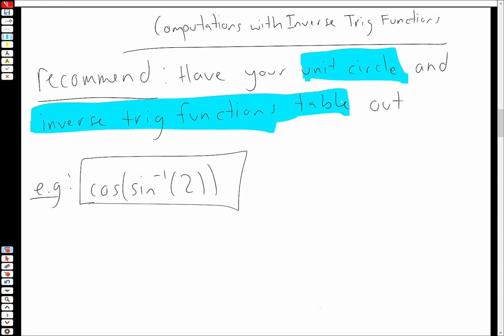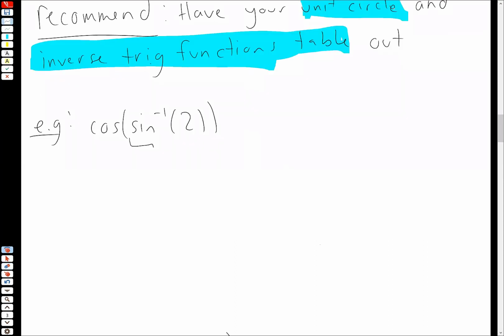Okay. So like we saw in the composition video, whenever you're dealing with a composition like we have here in our first example, always start inside out. So we're going to start with this, sine inverse of 2. Now since we're going to be evaluating an inverse trig function, let's go to our inverse trig function table.